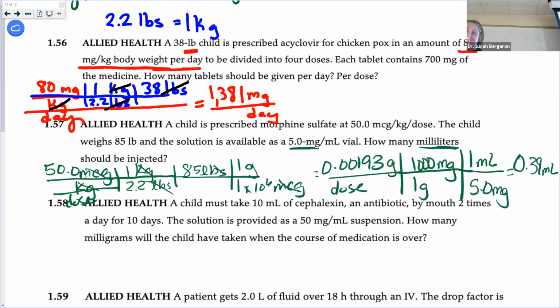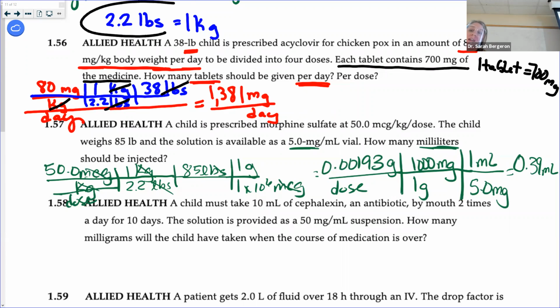Okay, so the question is, how many tablets should be given per day and how many per dose? Well, I'm in milligrams per day. I want to be in tablets per day. Can I convert that? Because I know each tablet contains, so 1 tablet is equal to what? 700 milligrams. Sometimes it's nice to read the problem and take those numbers out and make them equivalents. Do you see how I did that here?